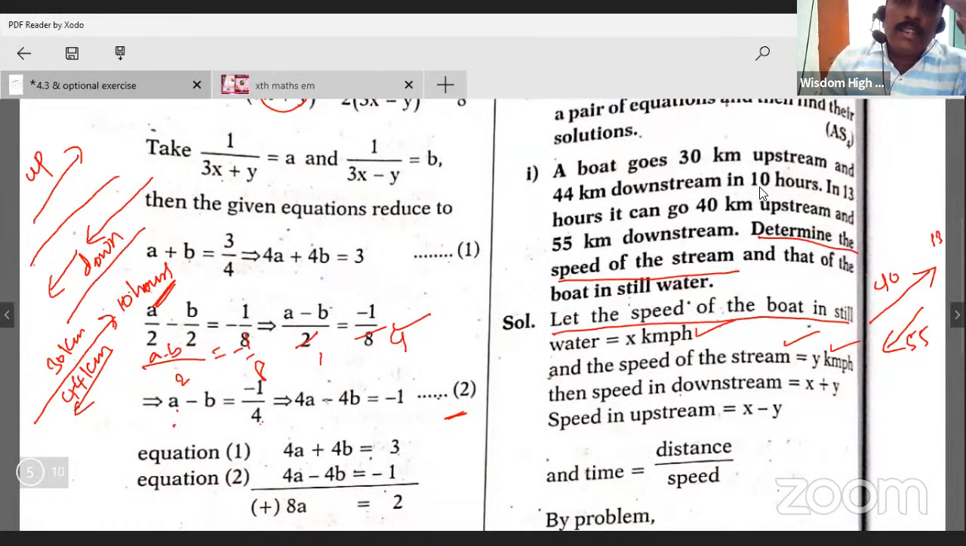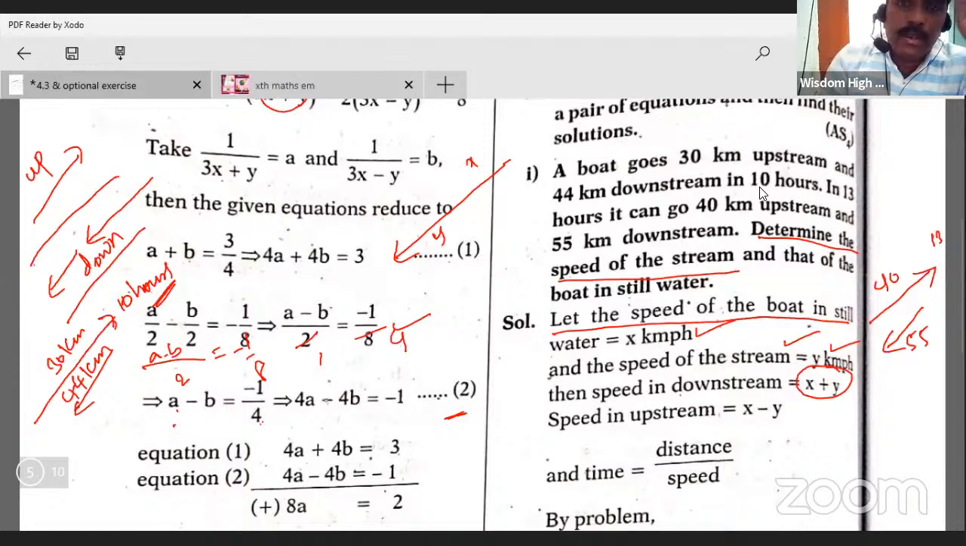Now I want to tell you one more thing. Suppose the water is going downstream, no? The speed of the stream is y and the boat speed is x. If you want to swim downstream, automatically your speed will be increased, right? Why? The water is flowing this way and you also swim the same way. That means the speed downstream is x plus y.